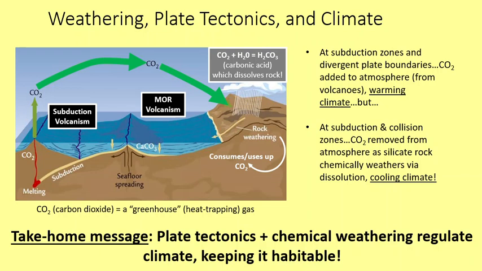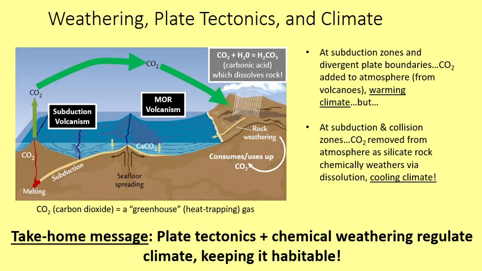So gases like carbon dioxide and methane and other gases that are coming out of volcanoes, these help keep the climate warm because they add greenhouse gases, heat trapping gases to the Earth's atmosphere. And again, that tends to happen at both subduction zones and divergent boundaries. So where I'm going with this is that plate subduction and plate divergence ultimately help warm the climate. But the opposite also occurs at both subduction and collision zones through chemical weathering, the topic of today's presentation.